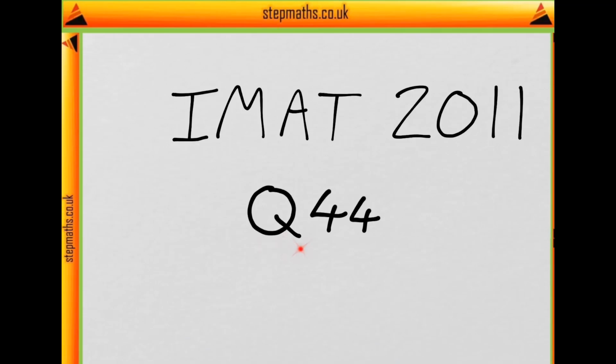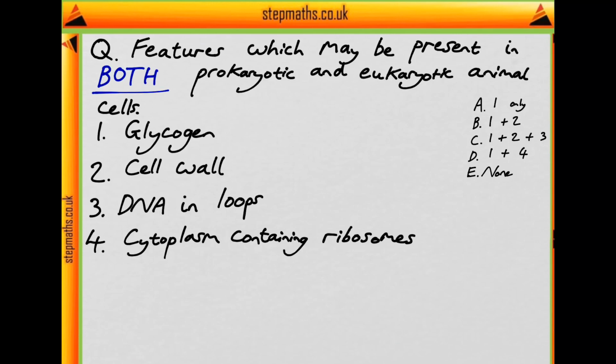This video is on question 44 of the 2011 IMAT paper. In this question we're asked which of the following features are shared by both prokaryotic cells and eukaryotic animal cells, and we're given a list of glycogen, the cell wall, DNA in loops, and cytoplasm containing ribosomes. On the right here I've got the potential answers. Before we start, let's ensure we actually know what we're talking about.